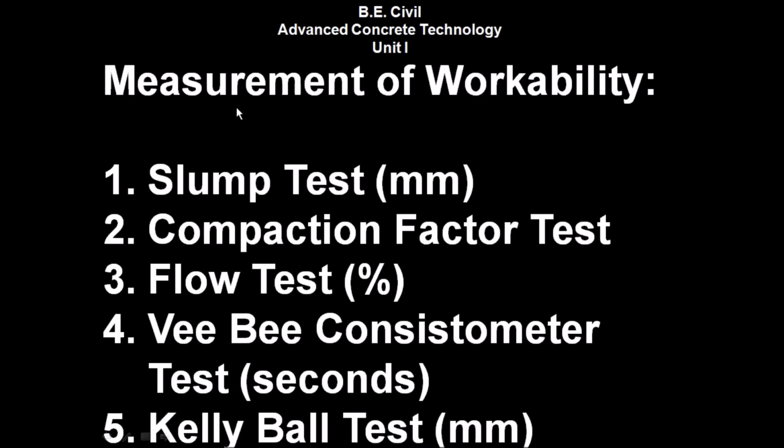So the measurement of workability can be done by slump test, it is in millimeter, compaction factor test, it is the ratio, so there is no unit. Third is the flow test, it is in percentage. Fourth is the VB consistometer test, it is in seconds. And fifth is the Kelly ball test, it is in millimeter.